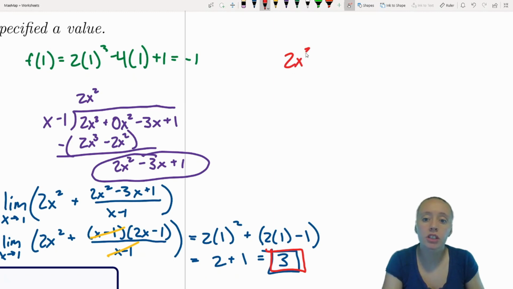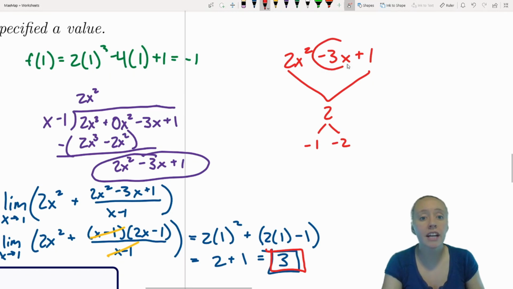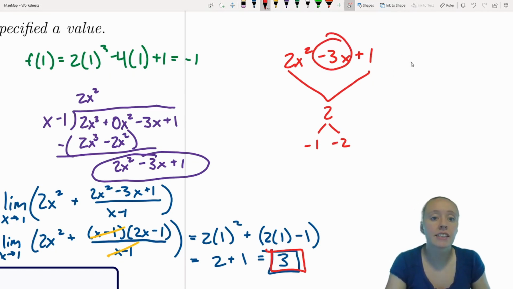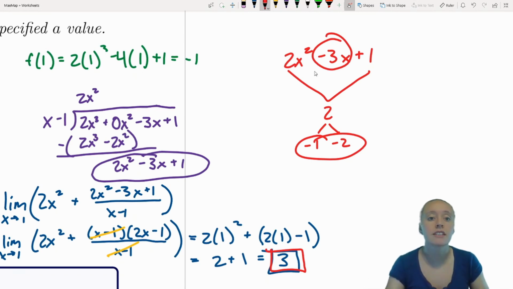If I have 2x squared minus 3x plus 1, I need to see what multiplies to give me a times c and adds to give me that negative 3. So 2 times 1 is 2. So my factors of 2 that add to give me a negative 3 are going to be negative 1 and negative 2. So I'm going to rewrite this negative 3x as a negative x minus a 2x, or a negative 2x minus an x. Either way of writing it is fine, and you're going to get the same result.